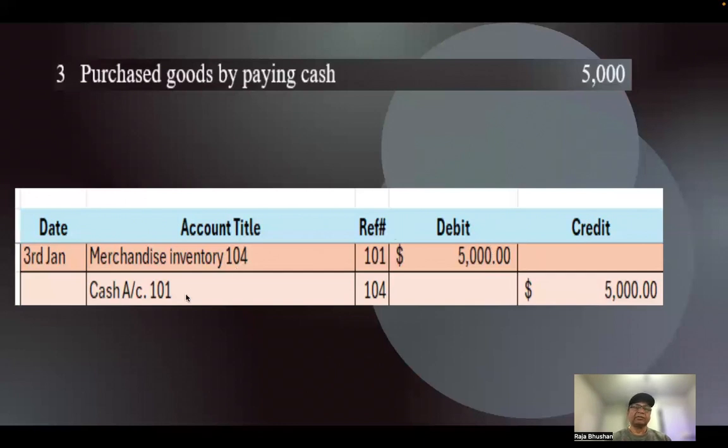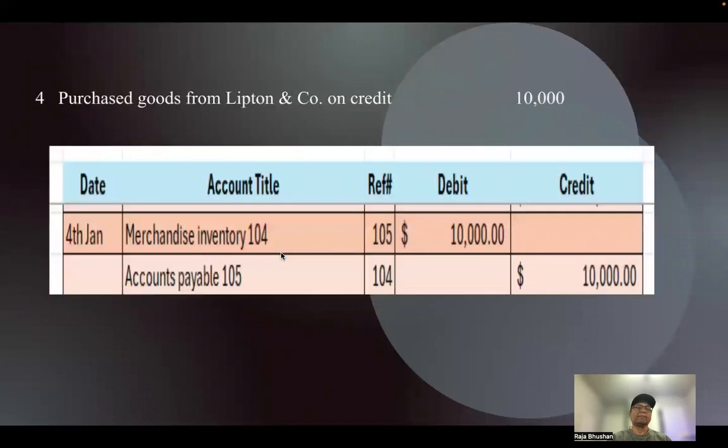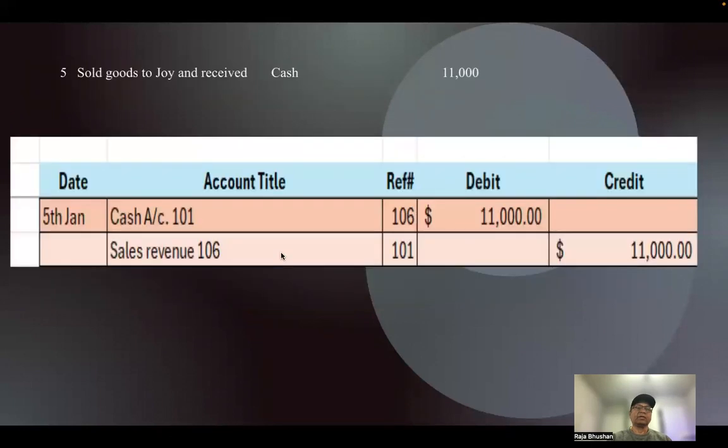Again, cash account 101. Reference is given against merchandise inventory. Merchandise inventory is 101, its account title number. So that's reflected under the reference for cash. That means if you see cash account 104, you immediately know that you paid $5,000 for merchandise inventory. That is how it is recorded. Now going to the fourth one.